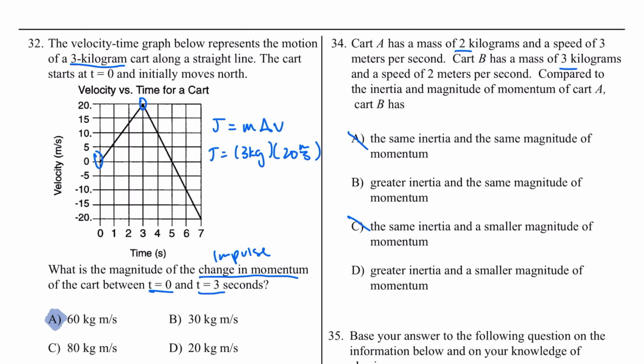Now we have to compare their momentums. So remember, P equals mv. So both of these are going to end up being 6 because it's just 2 times 3 equals 6. Wait, what? Sorry.